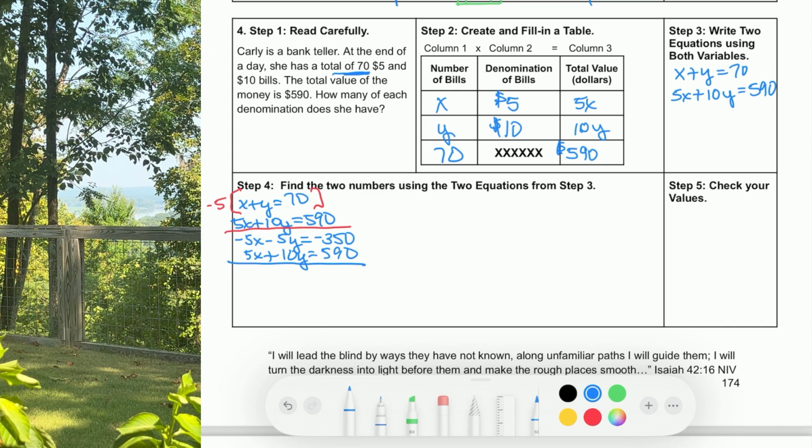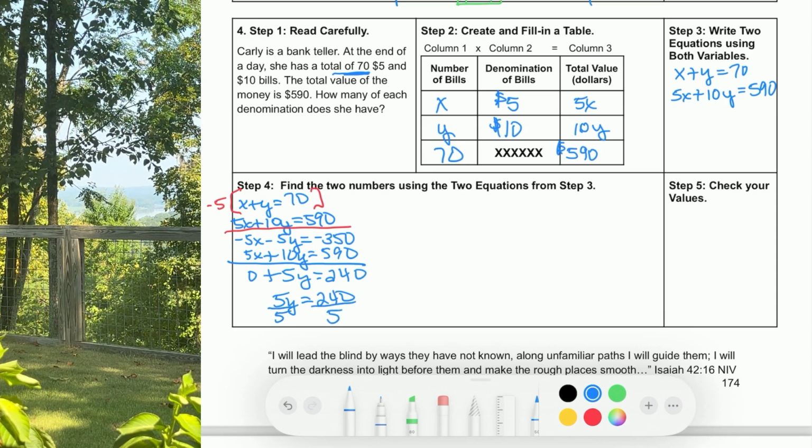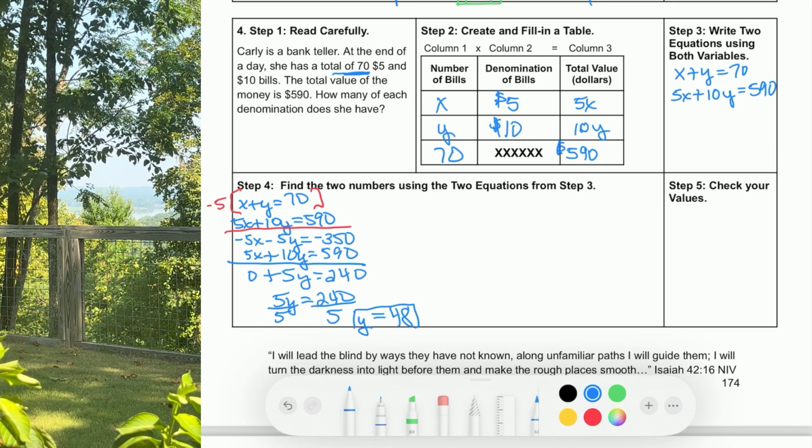I'm going to add these 2 equations together. I get 0 plus 5y equals 240. So that's 5y equals 240. Divide both sides by 5. And I get y equals 48.